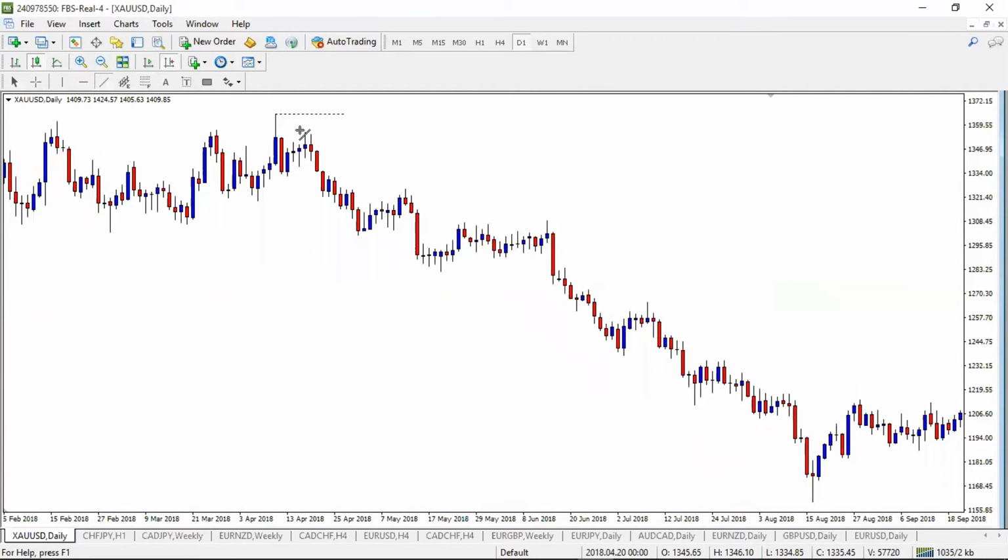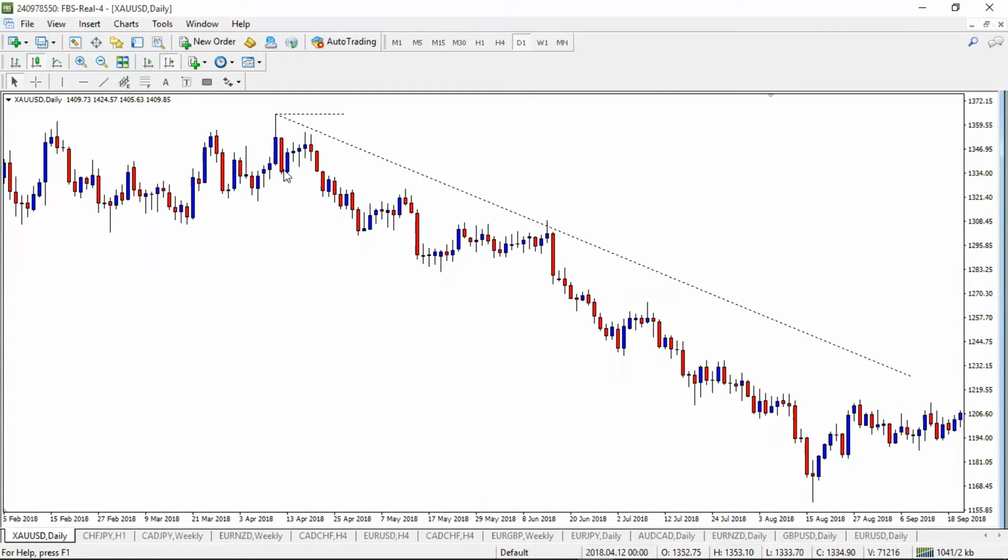So this was a downtrend. As you can see, it's creating this. This is a high. The next high is lower than that one. The next high is lower than the previous one. This one is lower than that one. So a downtrend is a series of lower lows and lower highs.